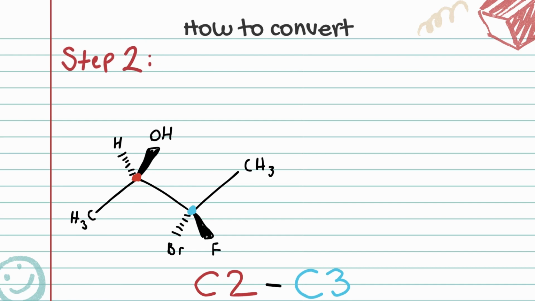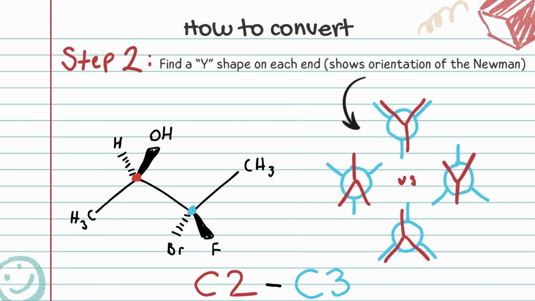Step 2, you're going to find a Y shape on the front and back carbon. This will make a little more sense when I show you it highlighted on that molecule, but take a look at those 4 Newman projections there. Notice how the red or front carbon just looks like a regular right side up letter Y on the top and the right Newman projection, but it can also look like an upside down Y, like the ones on the left or the bottom. So that's basically what you're going to be looking for. You'll notice that when you highlight your molecule.